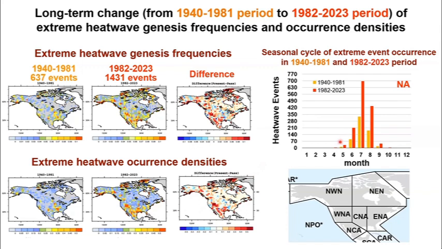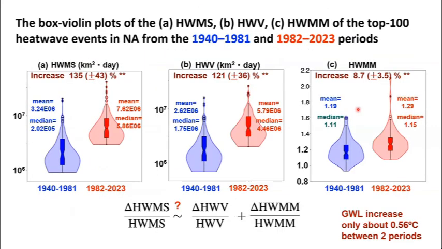And if you look at the seasonal cycle, they are predominantly occurring in the summertime, and the ratio of increase in June, July, and August are pretty much similar. But in the later period, you have many more cases occurring in May or in September. Okay. And this is an additional attribute I would like to talk about.